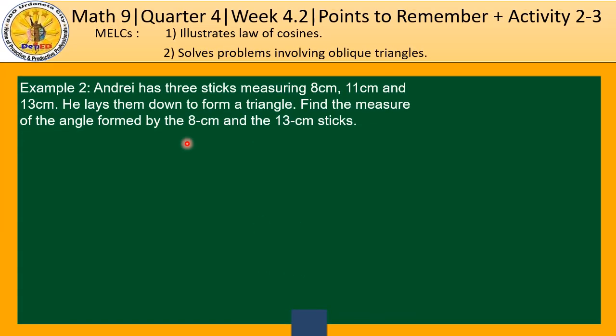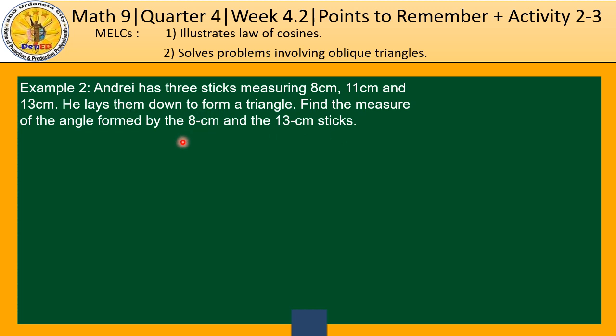Next example is a problem involving an oblique triangle. Example number 2. Andre has 3 sticks measuring 8 centimeters, 11 centimeters, and 13 centimeters. He lays them down to form a triangle. Find the measure of the angle formed by the 8 centimeter and the 13 centimeter sticks.